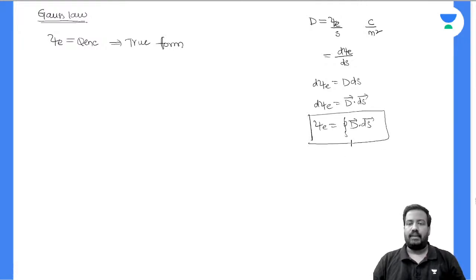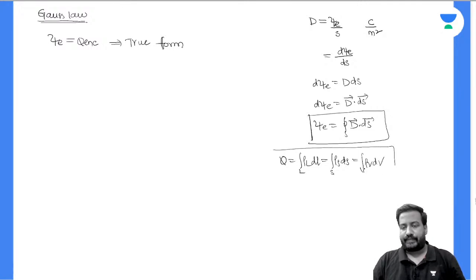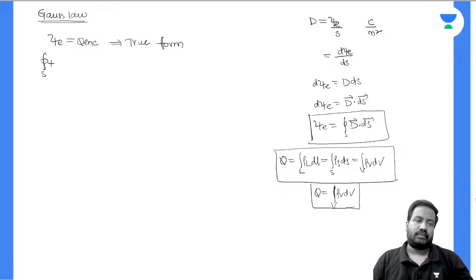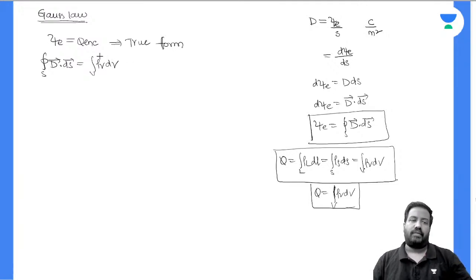Similarly, charge is related to uniformly distributed charge densities as line integral of rho L dl, surface integral of rho S ds, volume integral of rho V dV. Considering the general form, which is related to volume, Q is equal to volume integral of rho V dV. Equating, closed surface integral of D dot ds is equal to volume integral of rho V dV.